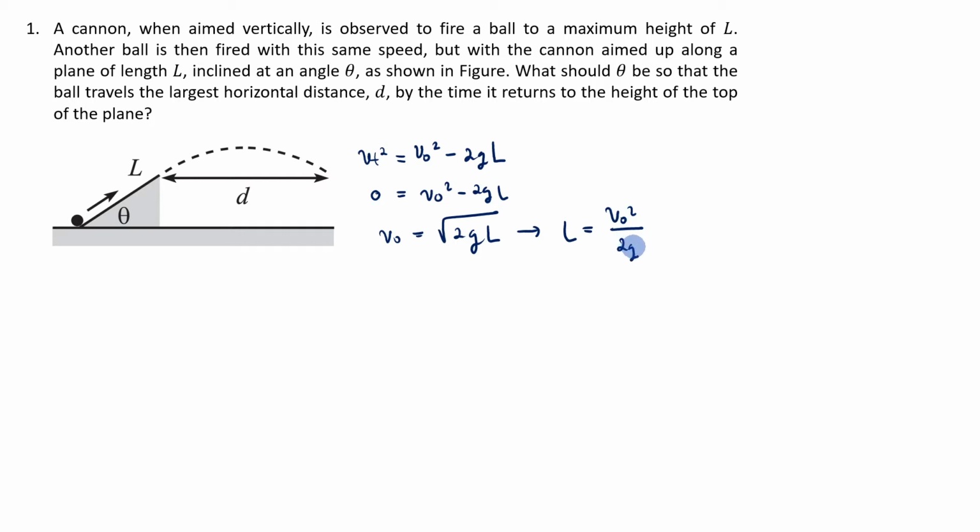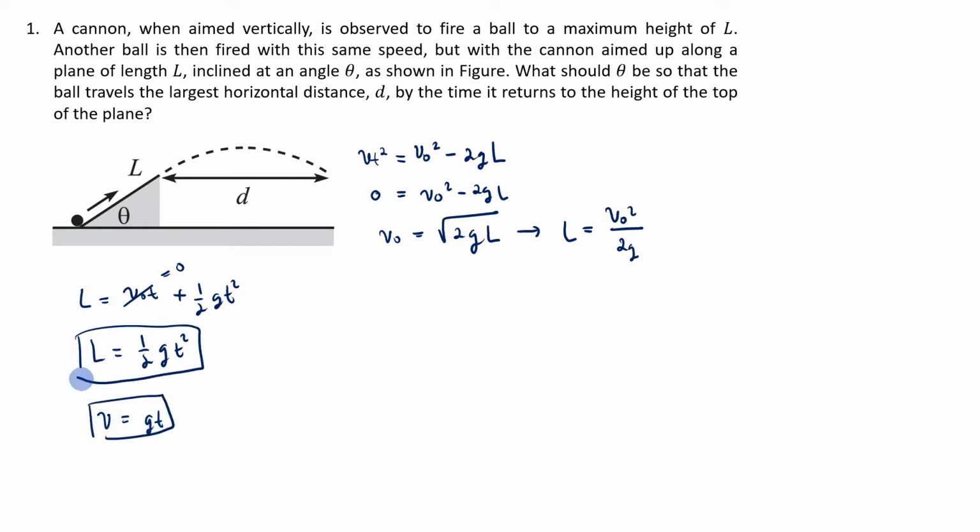Imagine dropping the ball from the maximum height, and we can get some equations. L equals Vot plus 1/2 gt square, and we can substitute Vo equals 0. This is the free fall motion, and we get L equals 1/2 gt square, and the last speed V equals gt. This is the same equation from the free fall approach.